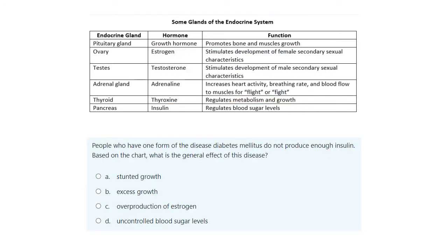Question 15, also on the same table. People who have one form of the disease, diabetes mellitus, do not produce enough insulin. So insulin is here in the pancreas, and it controls the blood sugar level. Based on the chart, what is the general effect of this disease? So it must be something about blood sugar level. Stunted growth, that's not about how much sugar is in the bloodstream. Excess growth, again, that's not about how much sugar is in the bloodstream.